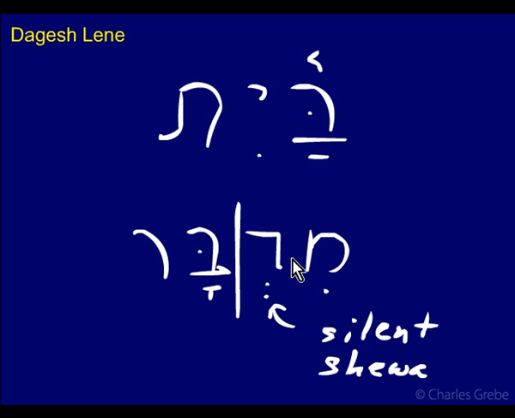Dalet is also a Begad Kafat letter, so it could take a Dagesh Lene. Does it meet those 2 conditions? Is it at the beginning of a syllable? Nope, it's at the end of a syllable. And not only that, it follows a vowel. So on both counts, the Dagesh Lene is eliminated, takes off.